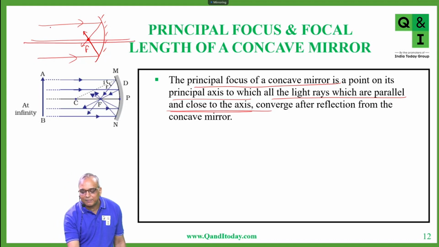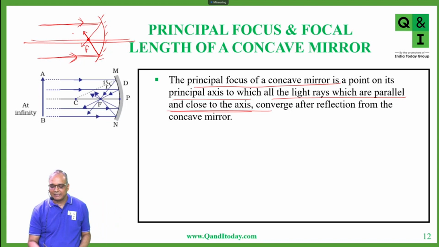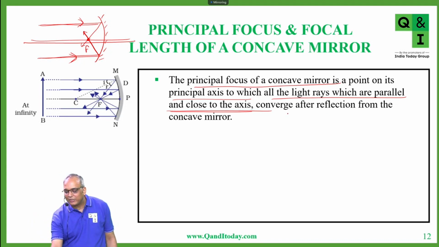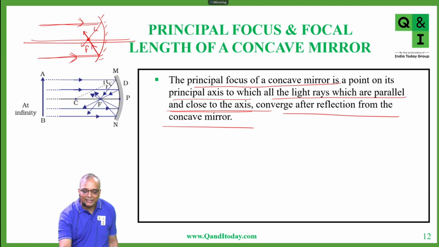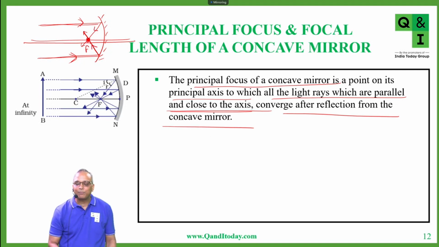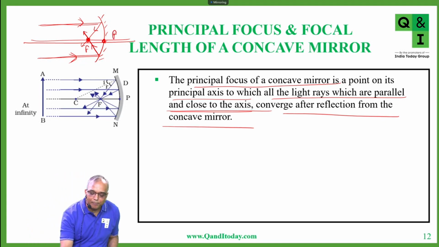So this is the principal axis. These light rays which are incident on the mirror should be parallel to the principal axis and close to the principal axis. Parallel and close to the axis, they converge after reflection from the concave mirror. After reflection, you see they are converging at this point, and that point is called principal focus. And if this is your pole, the distance between the pole and the focus is represented by small f, which is the focal length of this mirror.